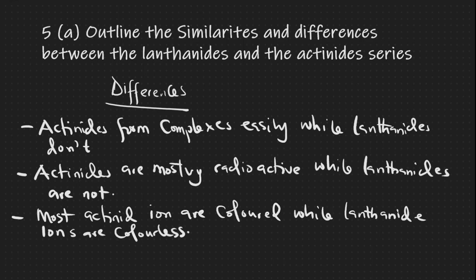Right? The last difference between the lanthanides and the actinides series is that the actinides are 5f orbital elements while the lanthanides are 4f orbital elements. All of them are f block elements as we've seen, but the actinides are 5f orbital elements while the lanthanides are 4f orbital elements.